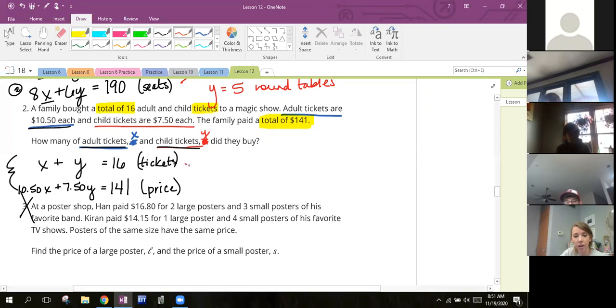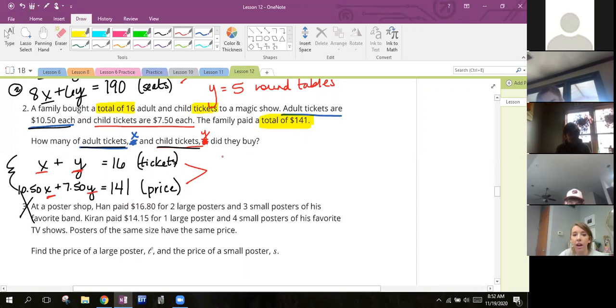Let's find that X, Miss Frisbee. I know what I sent in the chat was kind of confusing, but I put 16x plus 750. Can you tell me why that's not right? Because 16 isn't the price of the adult ticket, 16 is the total tickets you bought. Okay, all right, that makes sense.